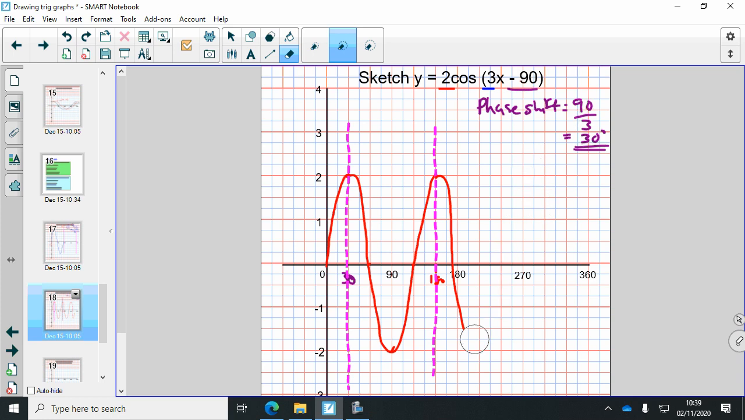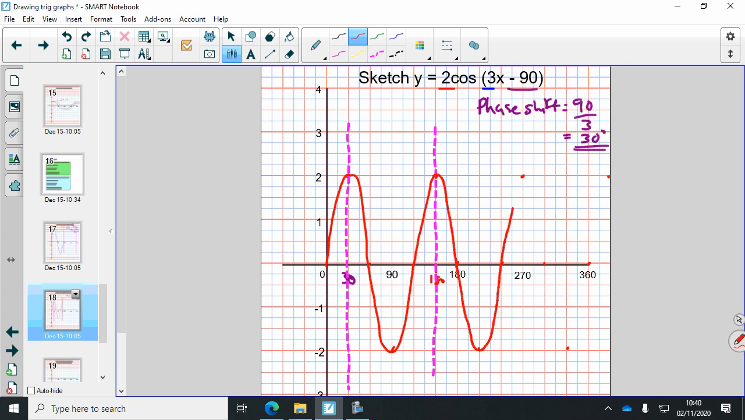Hang on, let me just do that again. I sketched that all wrong. Yeah, like so. So that would be second wave, and that would be your third wave, like so. Everything moves 30 along. So second wave, and finally your third wave.